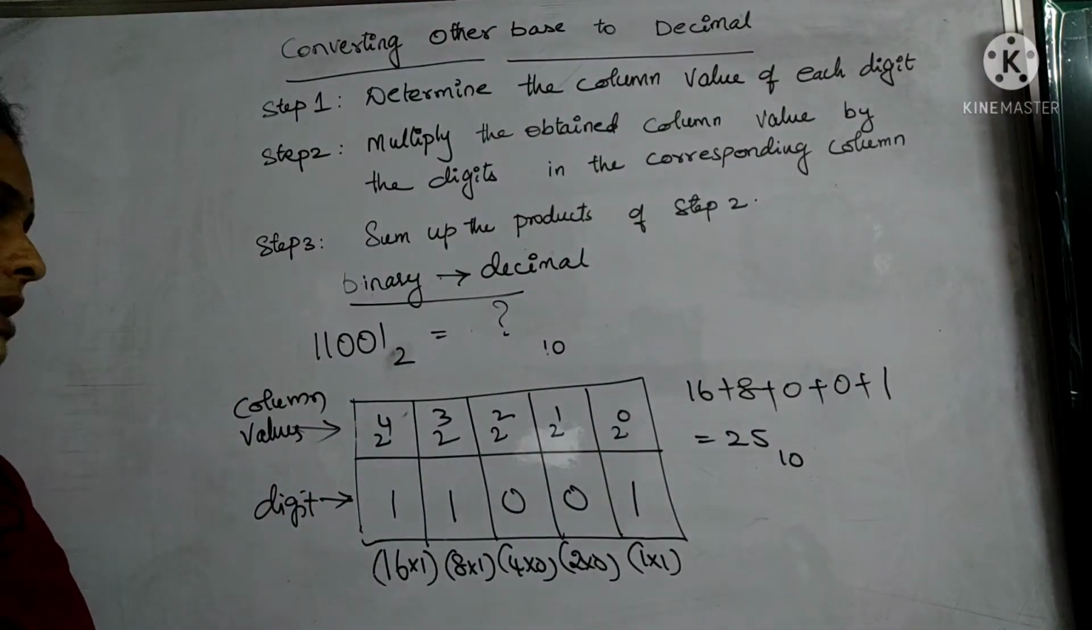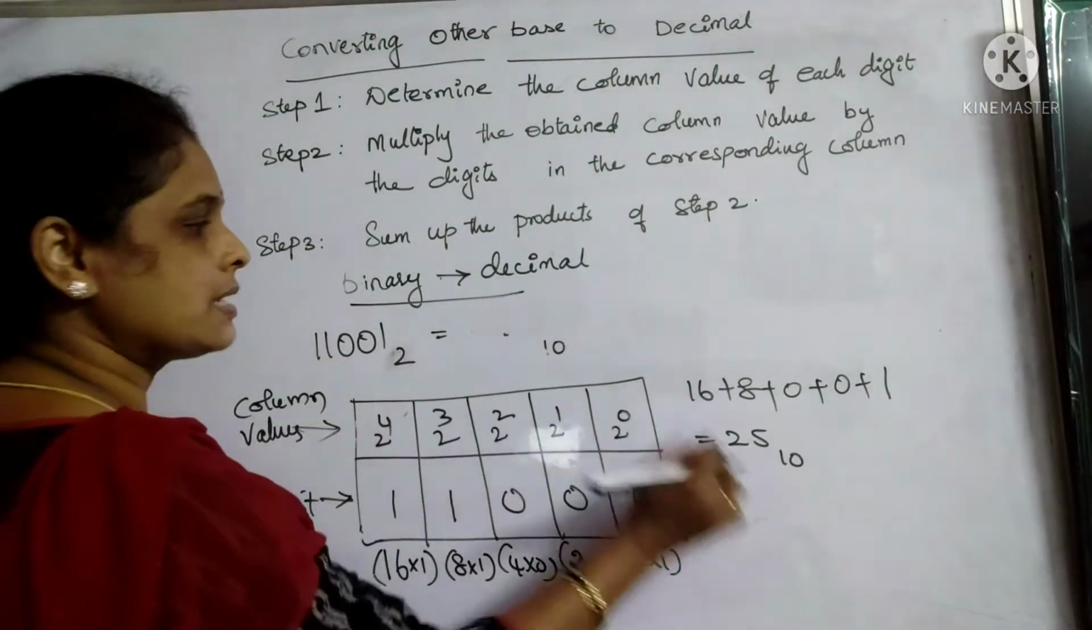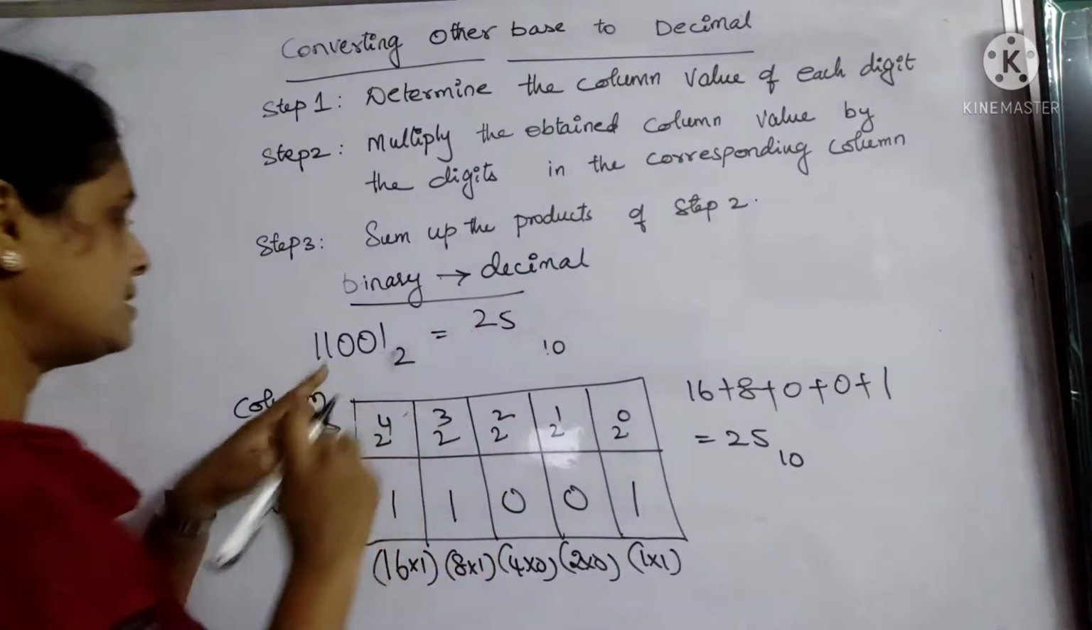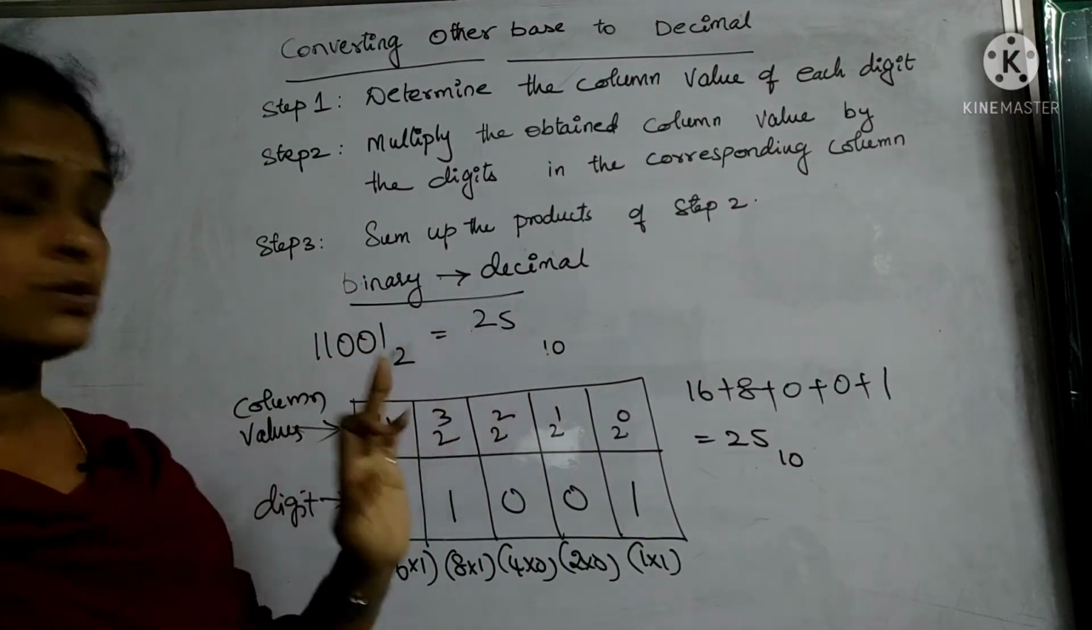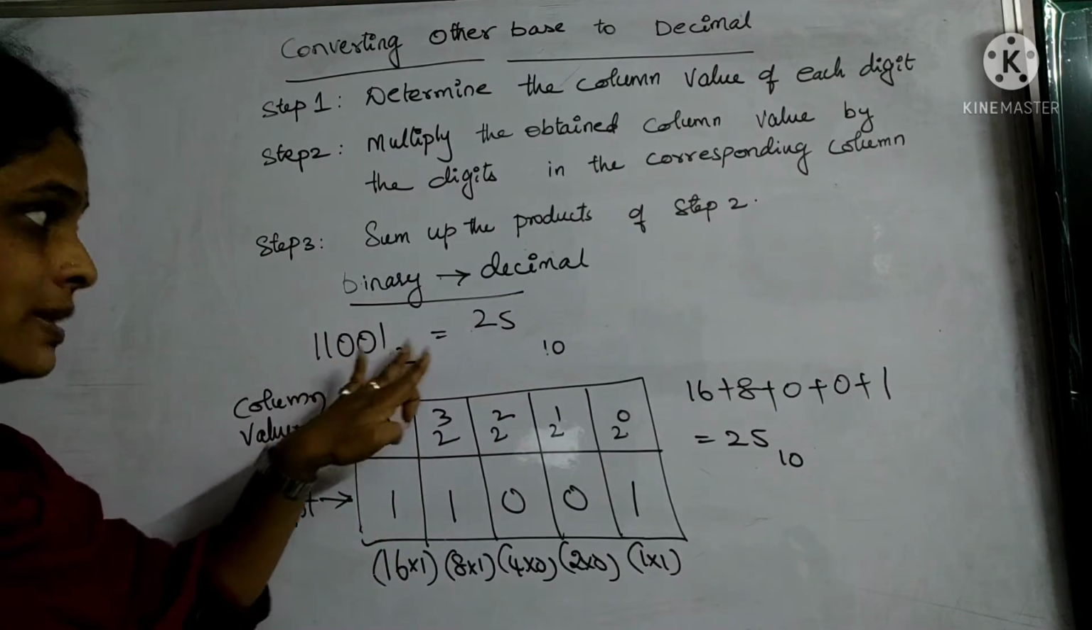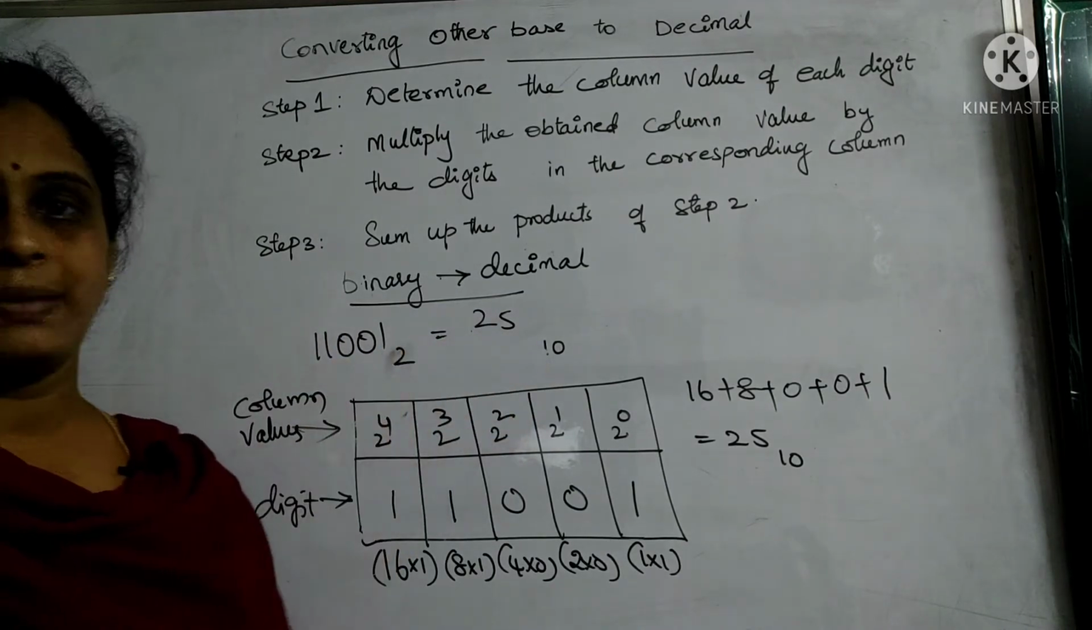So this is the process. Now, what is it equivalent to? It is equivalent to 25. So 11001 base 2 is equal to 25. Sorry, 11001 base 2 is equal to 25 base 10.